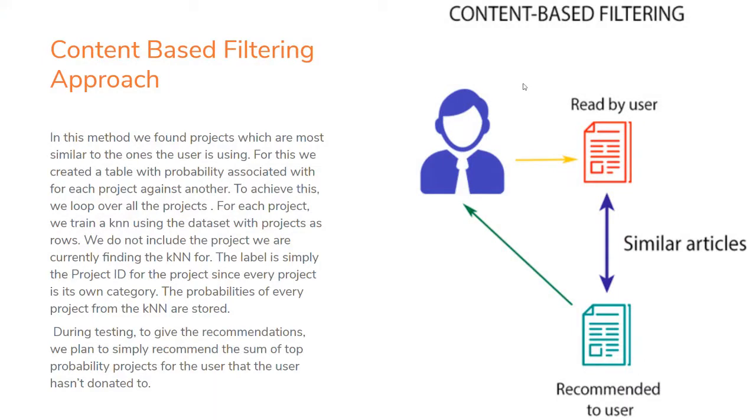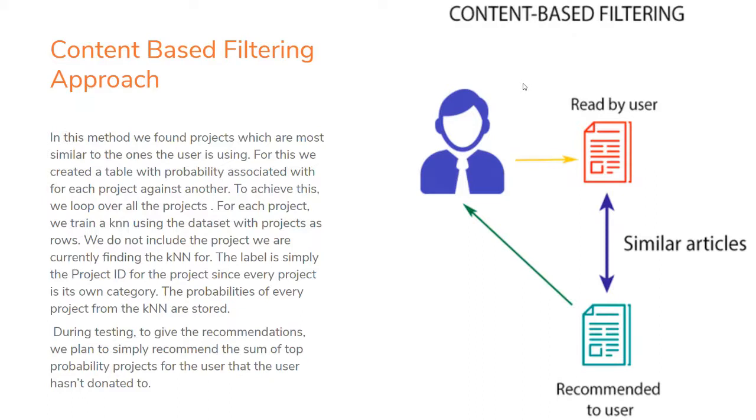So, after all that, we move on to the testing and training aspects of the program. So, here is content-based filtering. In this method, we found projects which are the most similar to the ones the user is using. For this, we create a table with probability associated for each project against another. To achieve this, we loop over all the projects.